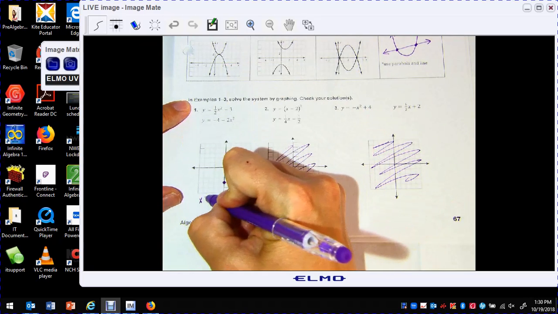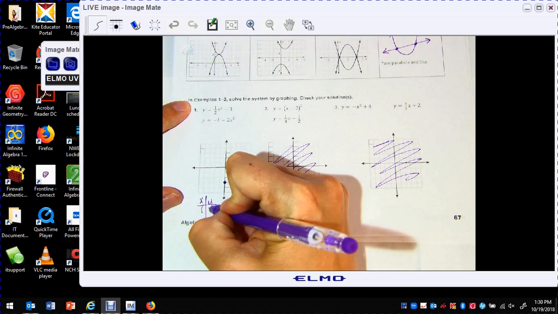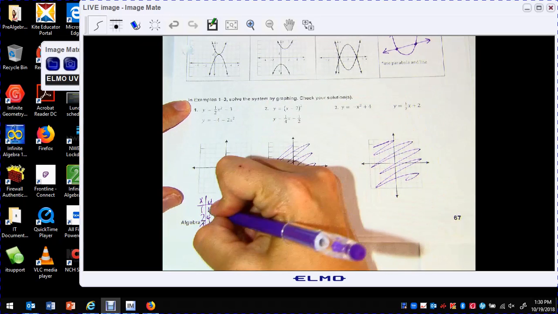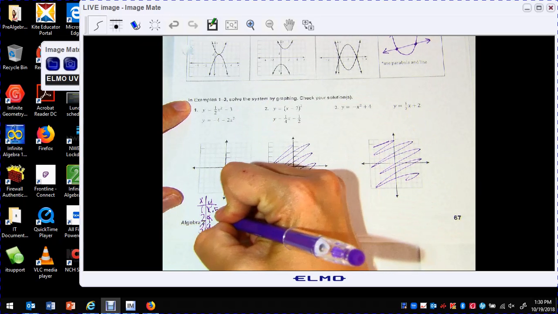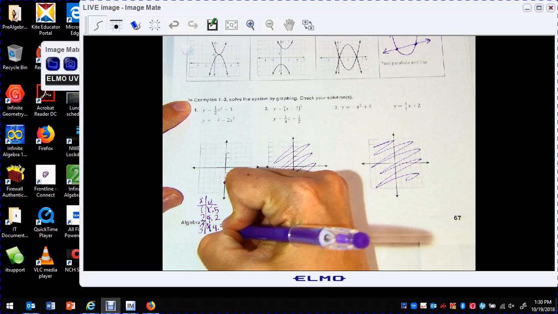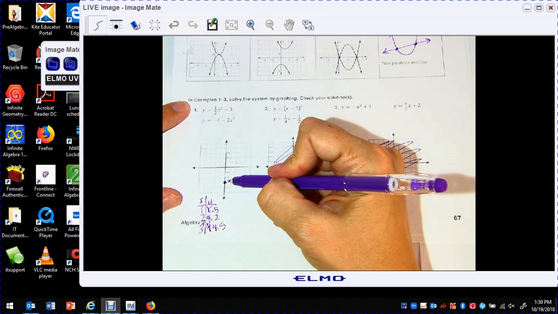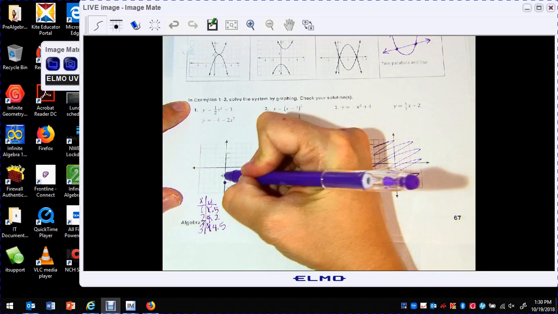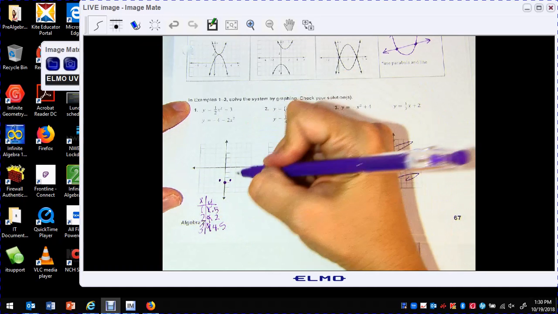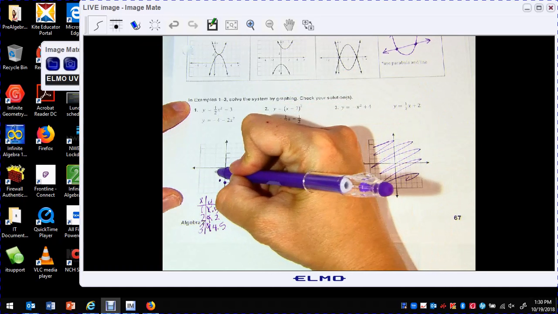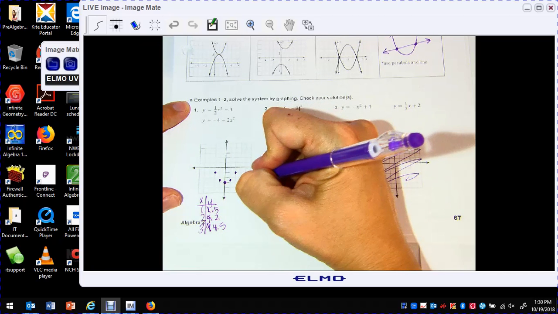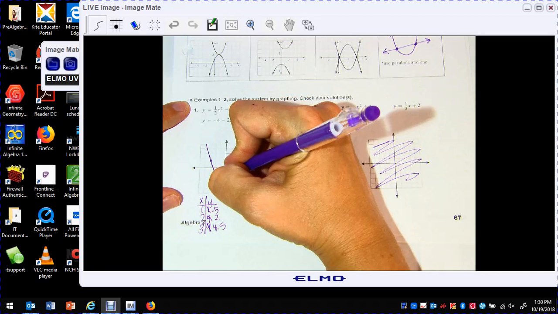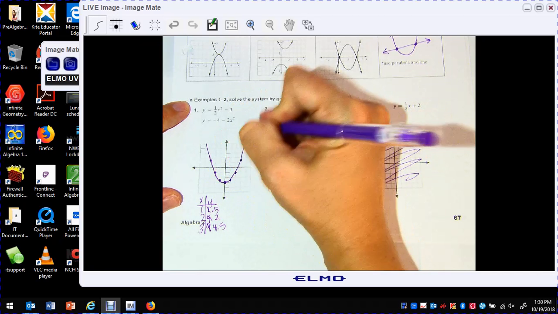I'll write them down here. X, y: 1, 1, 2, 4, 3, 9. And I have a multiplier of 1/2. So I have 0.5, I have 2, and I have 4.5. From this start point, I'm going to go right 1 up 1/2, and mirror it. I'm going to go right 2 up 2, and mirror it. I'm going to go right 3 up 4.5, and mirror it, and that's just enough. So we'll plot our parabola.